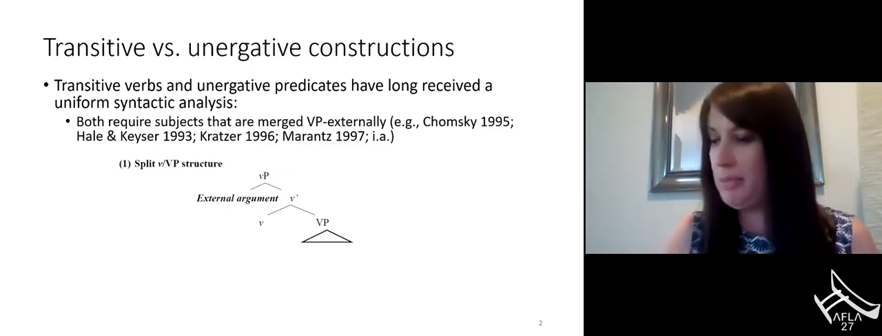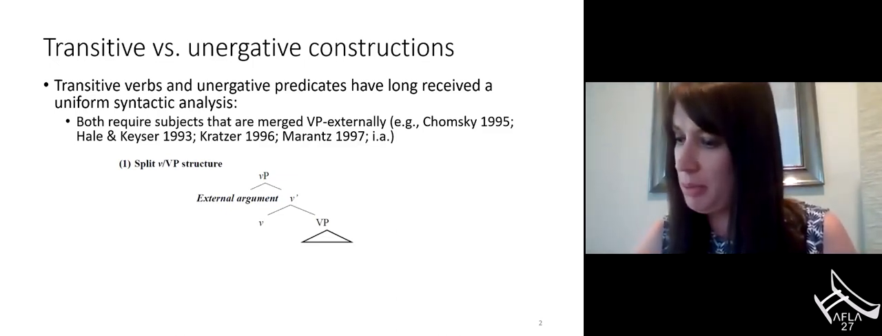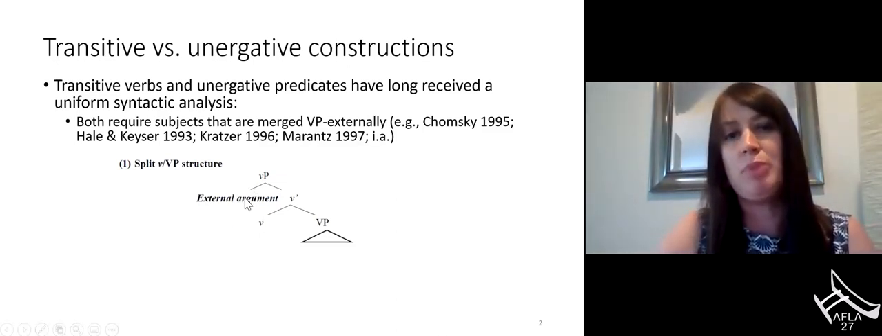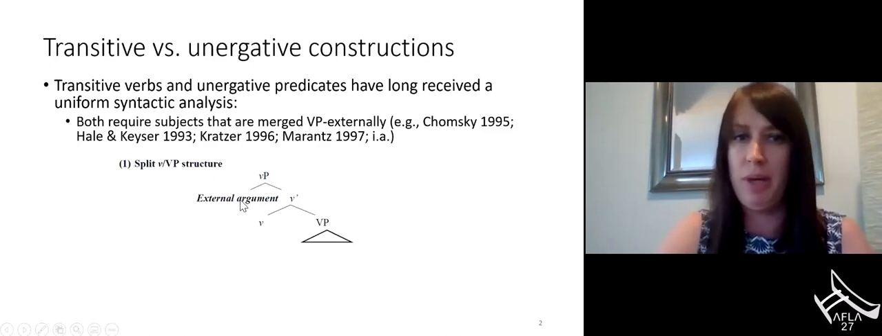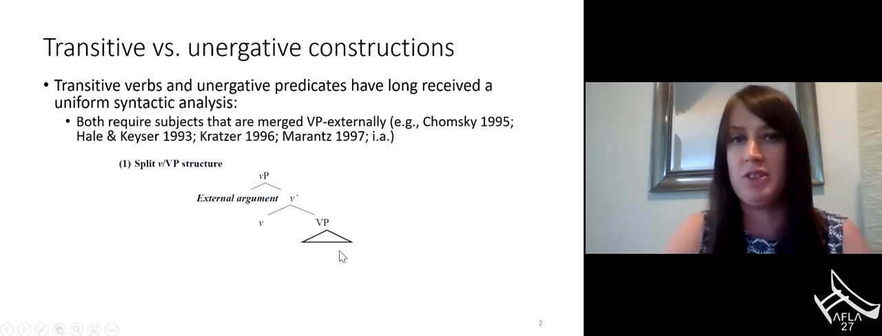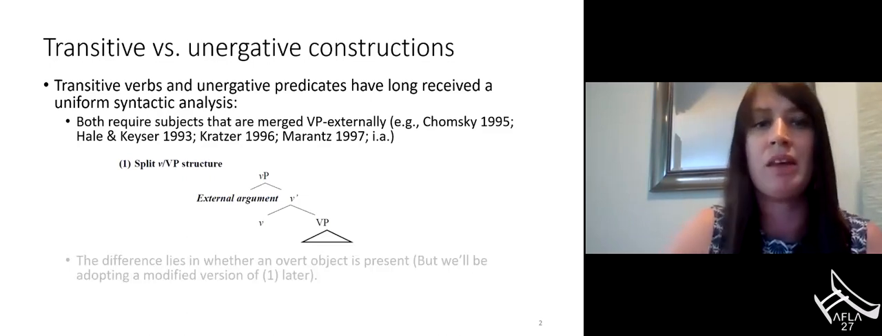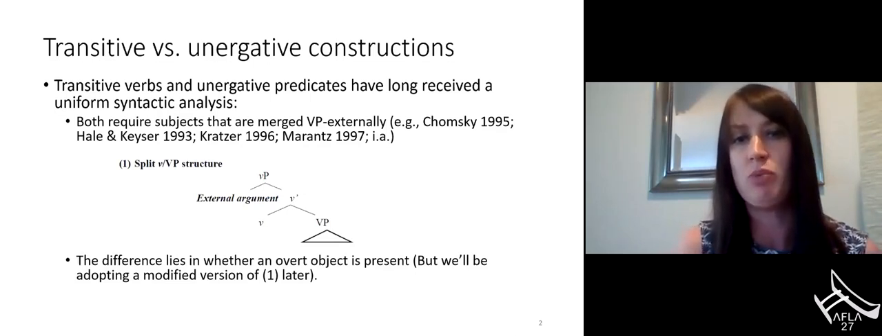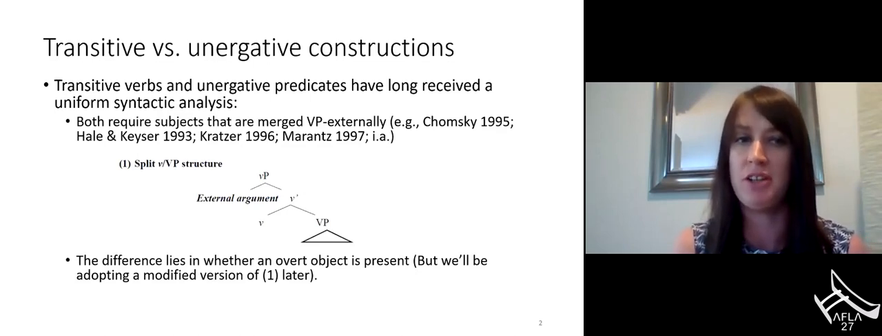shown in 1. As shown in 1, we have external arguments of both transitive and ergative subjects under this view merged in the specifier of little VP, and then internal arguments, so subjects of unaccusatives and objects of transitives, are merged VP internally. So the difference between unergatives and transitives lies in whether we posit that an overt object is present, as in transitives, or absent, as in unergatives.